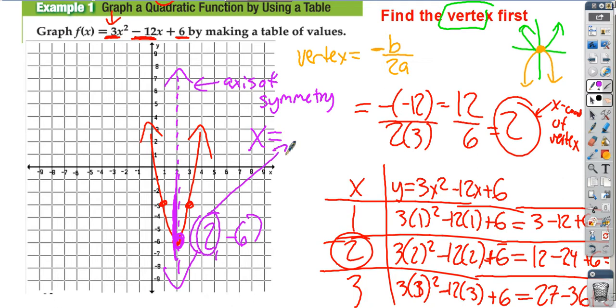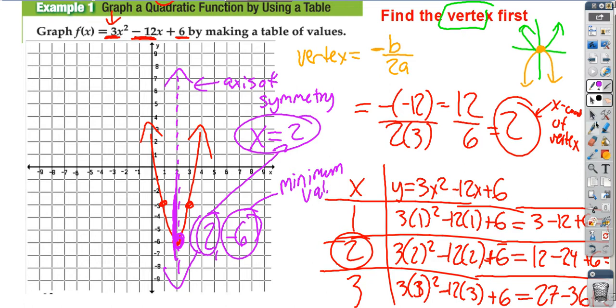This number is the axis of symmetry. X equals 2, that's the equation of that purple vertical line. Negative 6, on the other hand, is the minimum value. It's the smallest point on that graph. That's y equals negative 6. Okay, if it were a parabola that was facing the other way, if that were the top of a parabola, then that would be the maximum value.